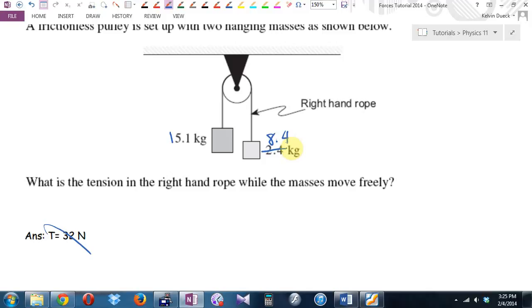Now, with more than one mass, I'm going to label my forces. I could do a completely separate free body diagram, but because I'm lazy, when there's more than one mass, they almost always give me a picture, and I just tend to label the picture. So, what are the forces acting on the 15?